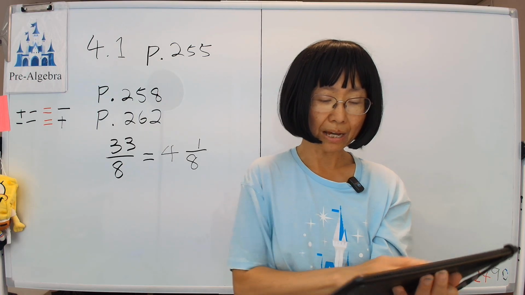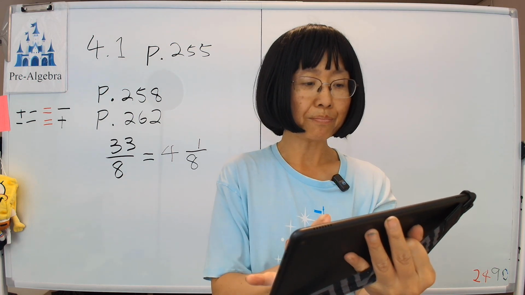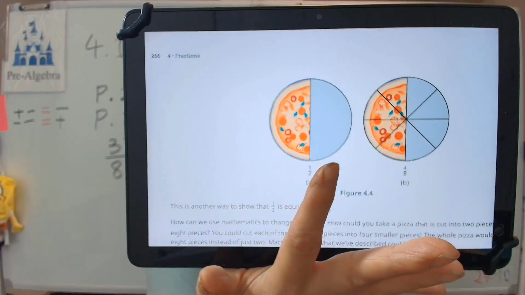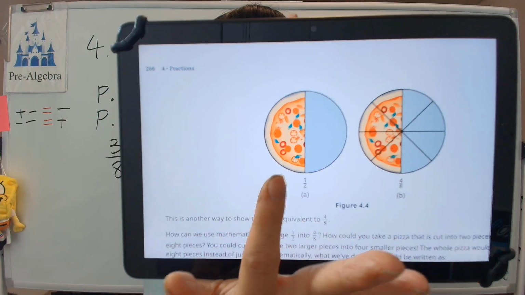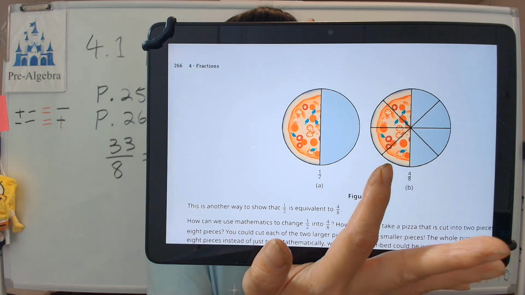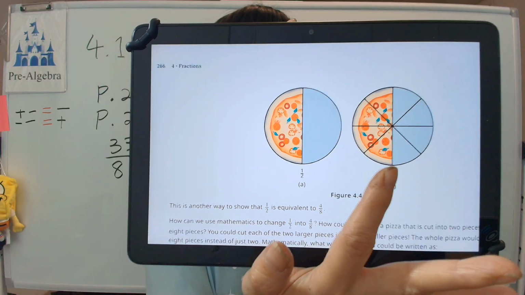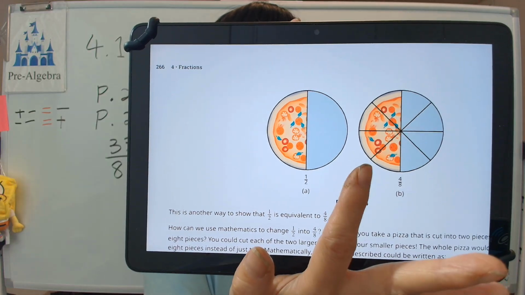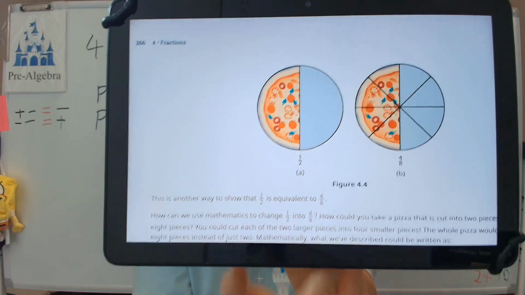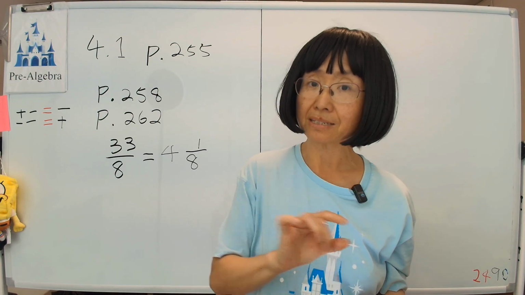And then we are going to look at the next page. Right now I am on page 266, where we talk about equivalent fractions. Now this is 1/2, right? Because the pie is being cut into 2. And now this is the pie being cut into 8 pieces, and there you have 4 pieces left. So this is 4/8. And as you notice, 4/8 and 1/2 are exactly the same amount of pie. It just got cut more, but the amount hasn't changed. That's why 1/2 and 4/8 are the same value.